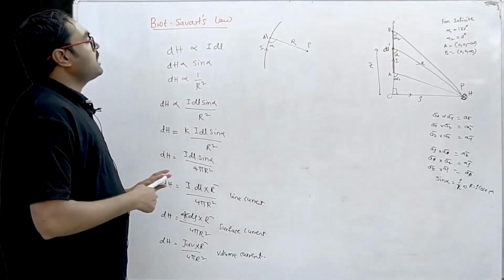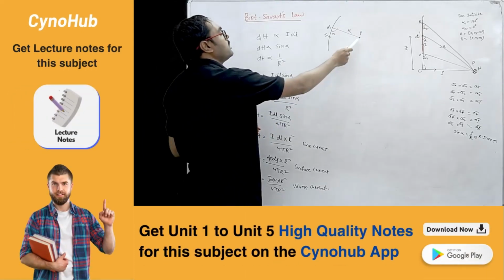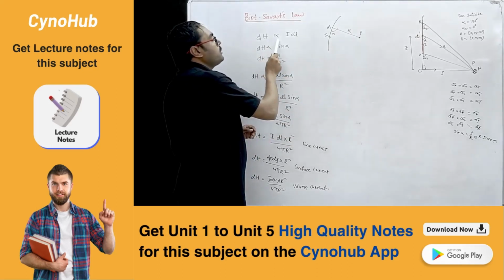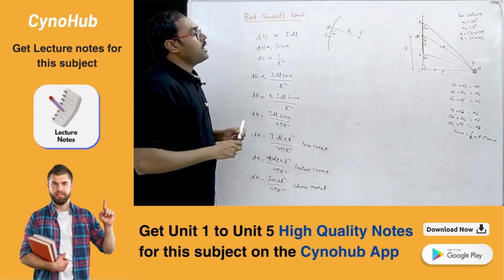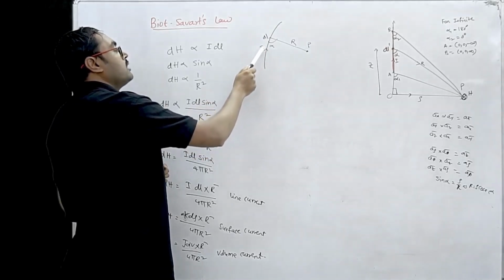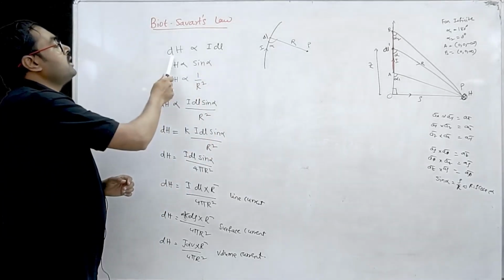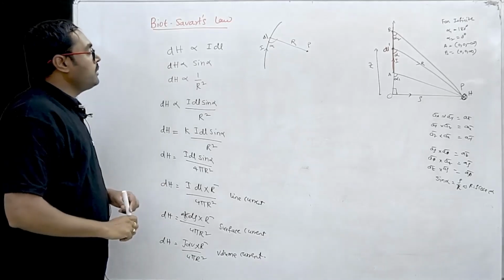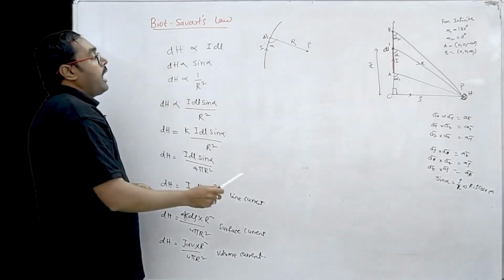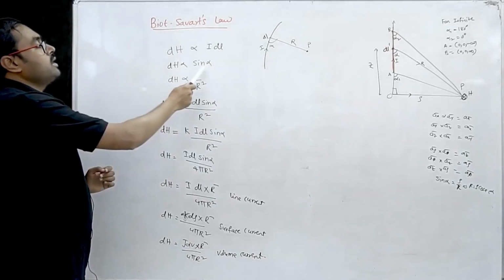Biot-Savart's law states that the magnetic field intensity at point P is directly proportional to the current element. The current element means the total current passing through that line, given as I dl. So dH is directly proportional to the current element, and the magnetic field intensity is also directly proportional to the angle between the point and the dl element, that is, sin alpha.